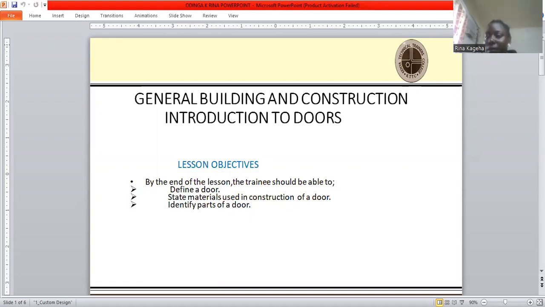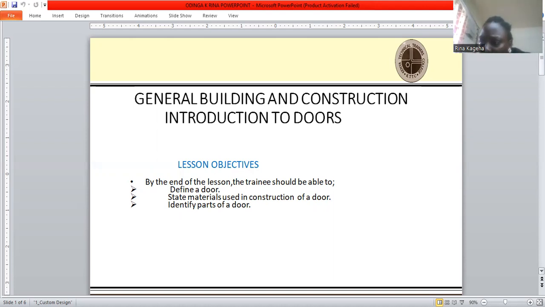Okay, so we want to start our lesson. But before we start, I want us to recap on what we did last time. In our last lesson, we discussed more on door frames. We defined what is a door frame, and then methods of installing door frames, and then types of door frames.